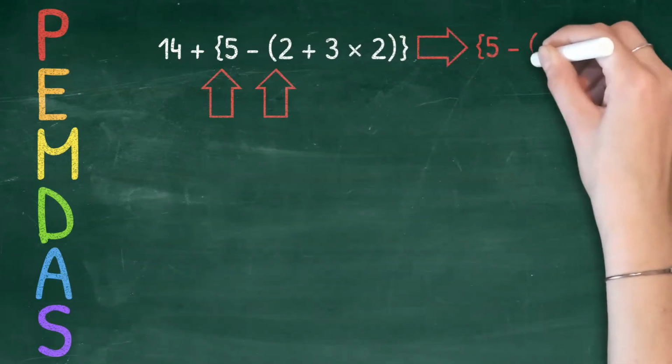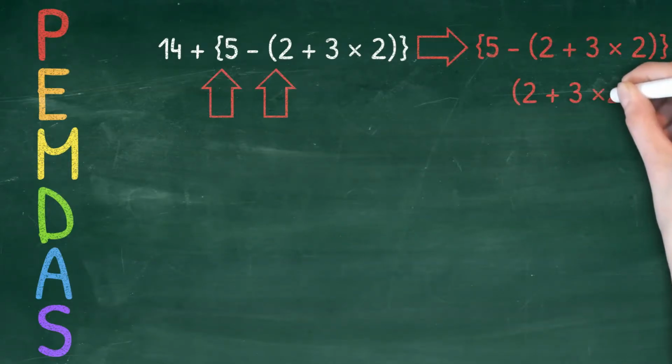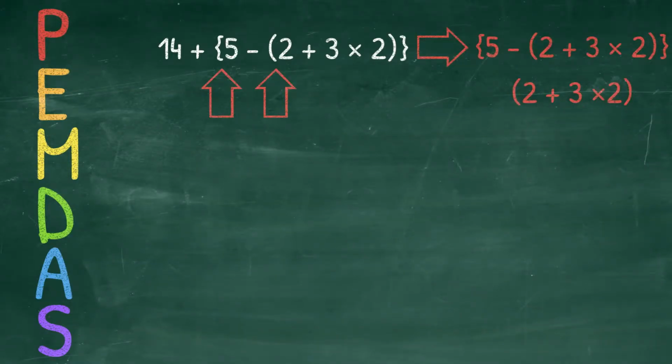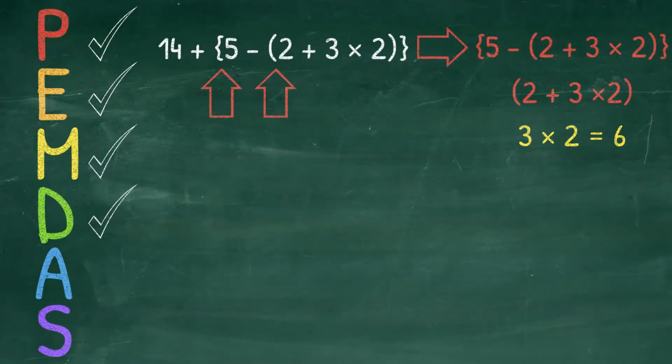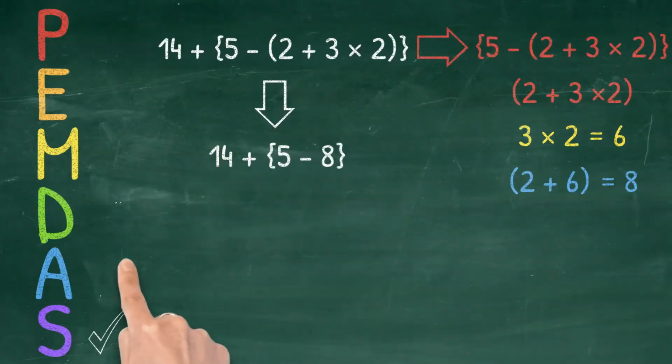We're going to peel this expression like an onion until we get to the innermost group, 2 plus 3 times 2. Since there are no additional grouping symbols, it's time to look at the next operation, E for exponents. None of those here, so we'll move on to M for multiplication. According to the order of operations, our next step is to multiply 3 times 2. We'll put the result back into the parentheses where 3 times 2 used to be, so now our innermost parentheses is 2 plus 6. Since there's only one operation left here, we'll go ahead and add 2 plus 6 to get 8.